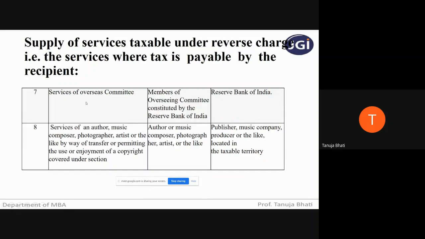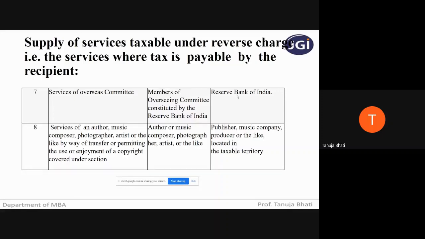Next, services of an overseas committee. If any services are provided by an overseas committee constituted by Reserve Bank of India, and it is providing services to Reserve Bank of India, then Reserve Bank of India is required to pay GST and not the overseas committee.